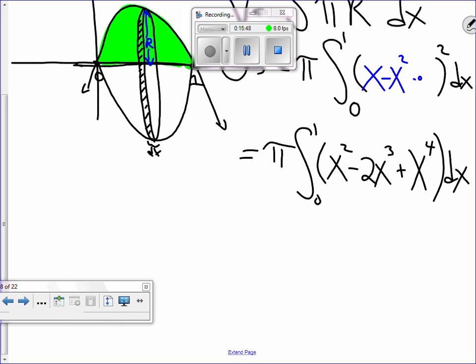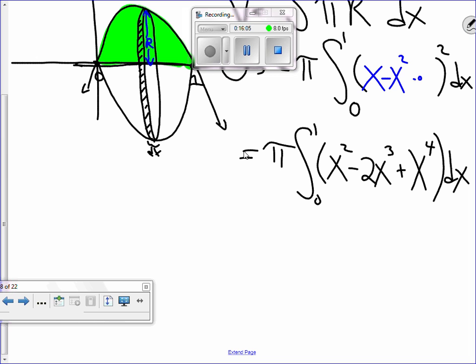Now, if that threw you, what you do is on the side of your paper, you write x minus x squared times x minus x squared, and you FOIL it out. You do that so you buy it, but it's a good pattern to know. Okay, we squared it out.